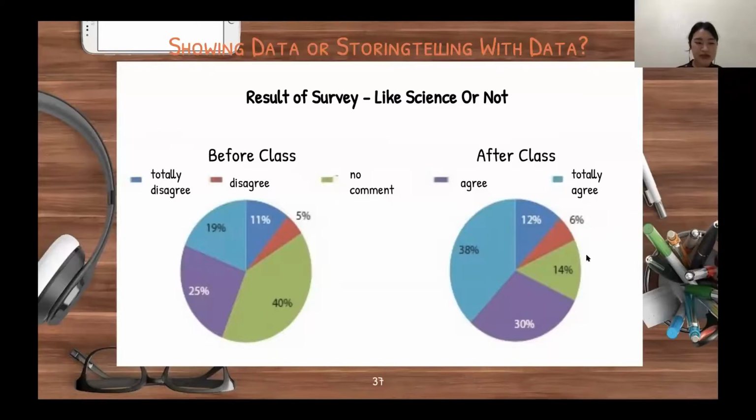Okay, in my opinion, I think with a pie chart it is hard to do the comparison, because I need to see, oh, the no comment is 40%, and after class it is 14%, and the percentage of agreed is 25%, and how about after class it is 30%. So I need to see the left graph and right graph at the same time. So it is hard for me to do the comparison. So I would like to just change it to the bar chart.